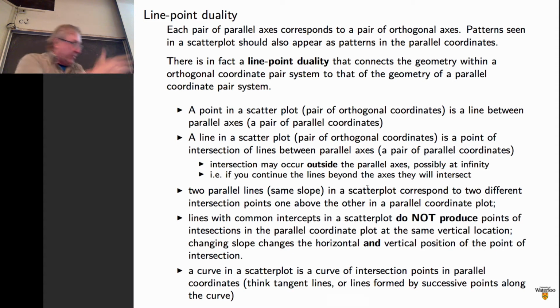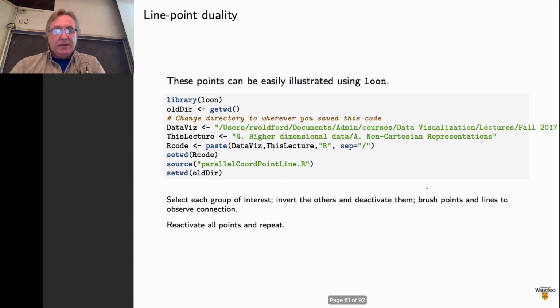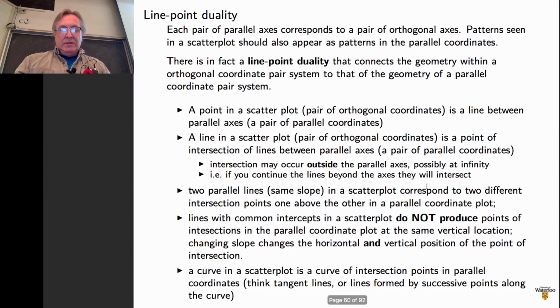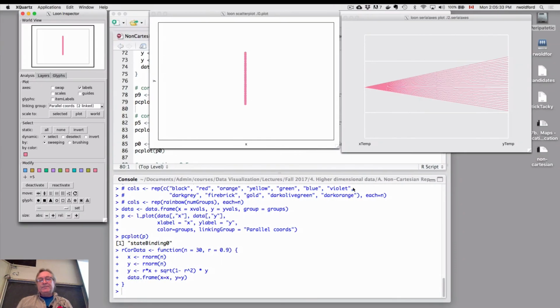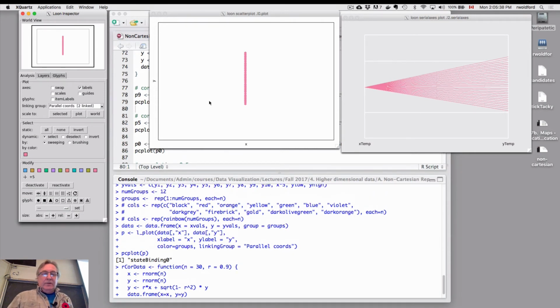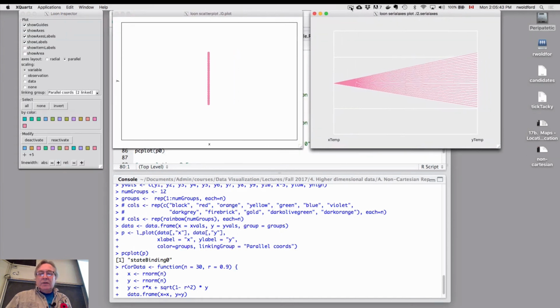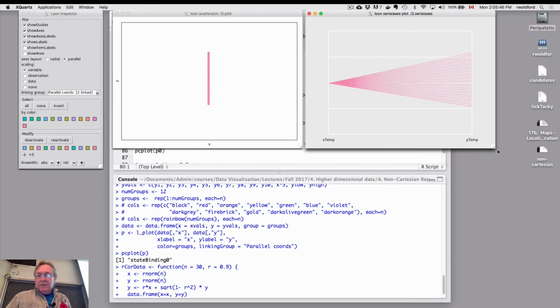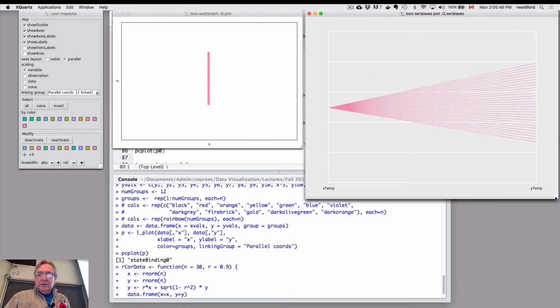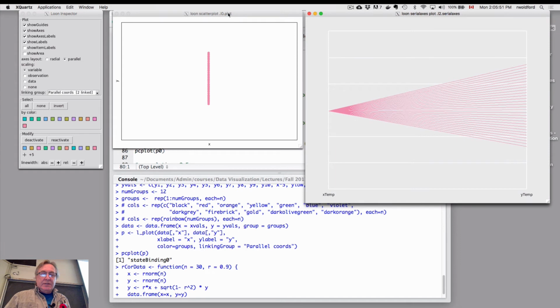So, this is answering some of the questions you were raising earlier about parallel coordinate points. And I think it's probably best if this is demonstrated. So I'm going to demonstrate this in Loon. So I'll go back to here and I'll just switch over here. What we have in Loon is a scatter plot in this window and a parallel coordinate plot in this window. So these are two different representations of the same data.